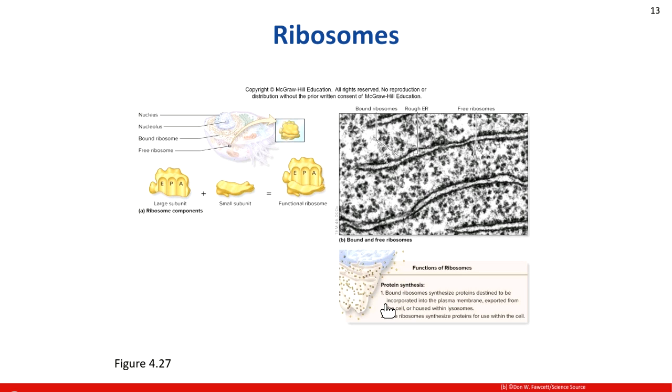So the ribosomes that are bound to the endoplasmic reticulum are going to make proteins that are going to go to the plasma membrane or be exported from the cell or go into a lysosome. The free ribosomes, that's these guys that are just floating around, they're going to make the proteins that are going to stay inside the cell. They don't leave the cell. The only proteins that have the possibility of leaving the cell are the ones that are bound here onto the rough endoplasmic reticulum. Okay?